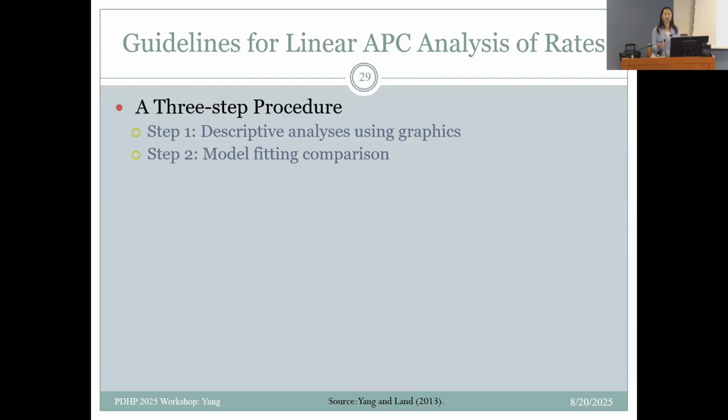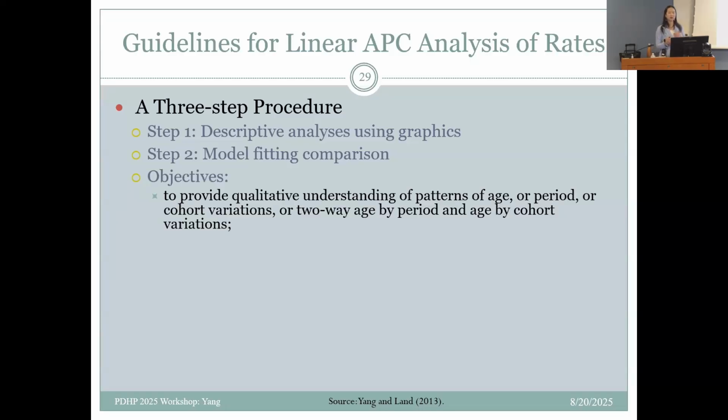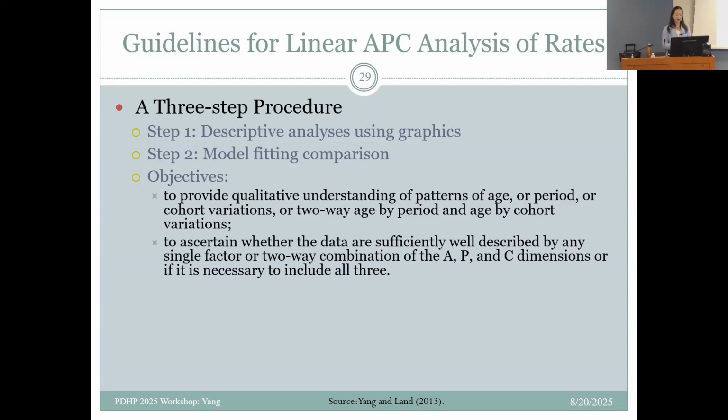And step 2 is to do some model fitting comparison. What these 2 steps are aiming to do has 2 objectives. First is to provide us some qualitative understanding of patterns of age, period, or cohort variations, or 2-way variations, either age by period or age by cohort. And then they can help us determine whether the data are sufficiently well described by any single factor or 2-way combinations of the A, P, and C dimensions, or it is actually absolutely necessary to include all 3.